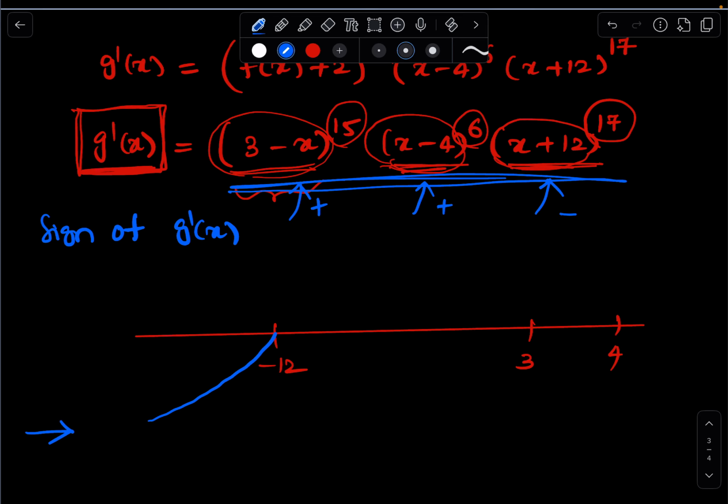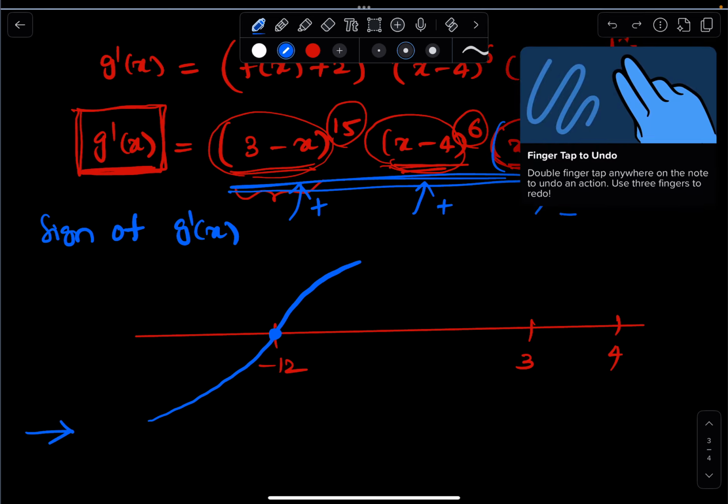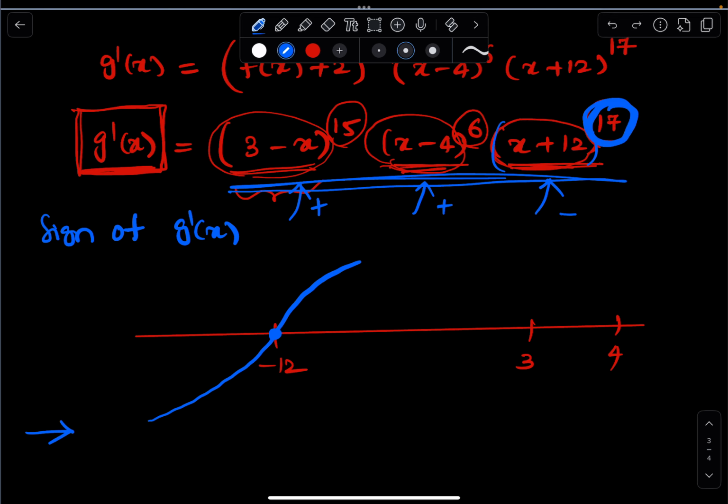Alright, now what you have to do, you have reached minus 12. So what is the power of this term? It is 17. Since it is an odd power, you have to go to the opposite side. If it is an even power, you will not go to the opposite side. You will be staying on the same side. Alright, if it is an odd power, you will go to the opposite side. Till where you will go? You will go till this 3.